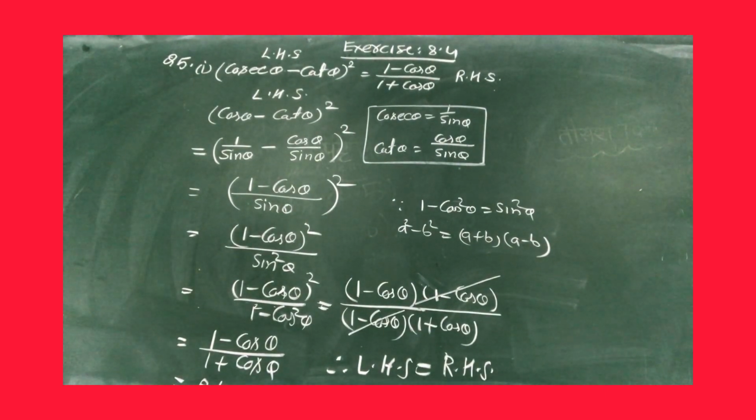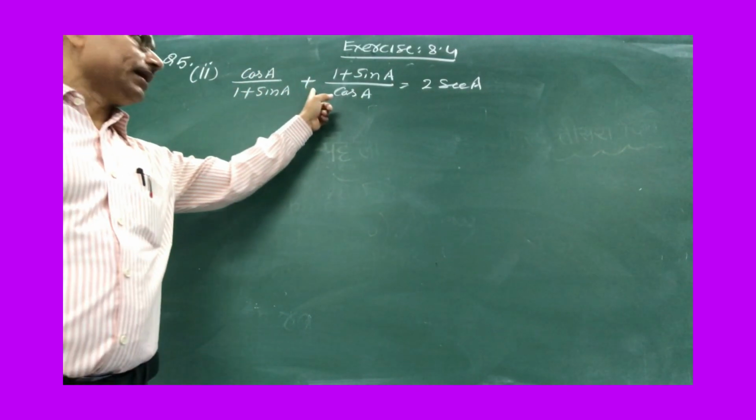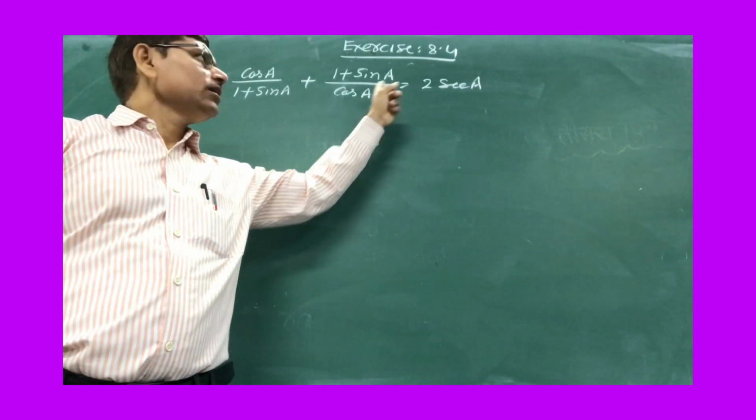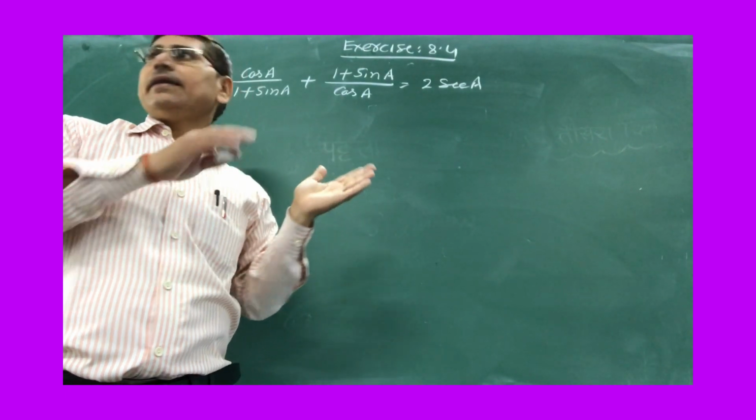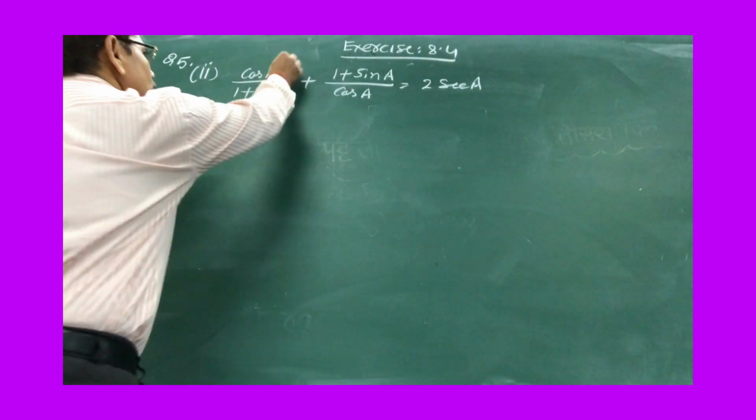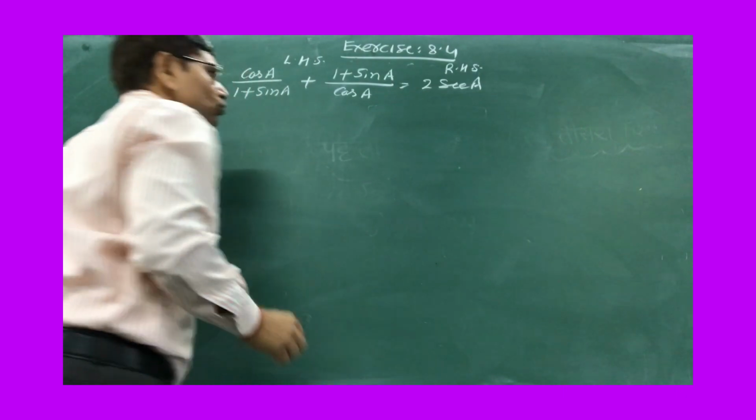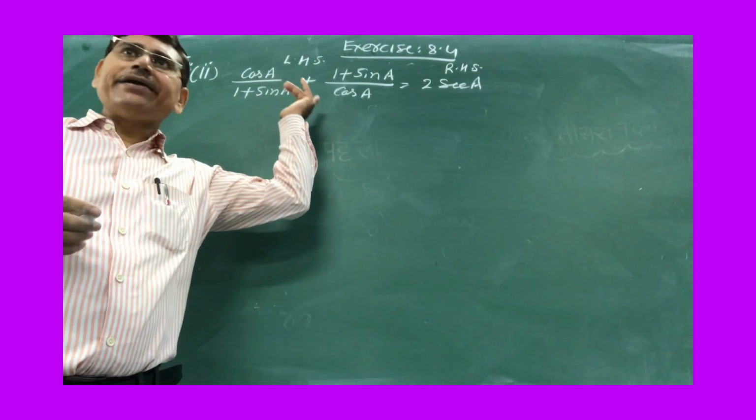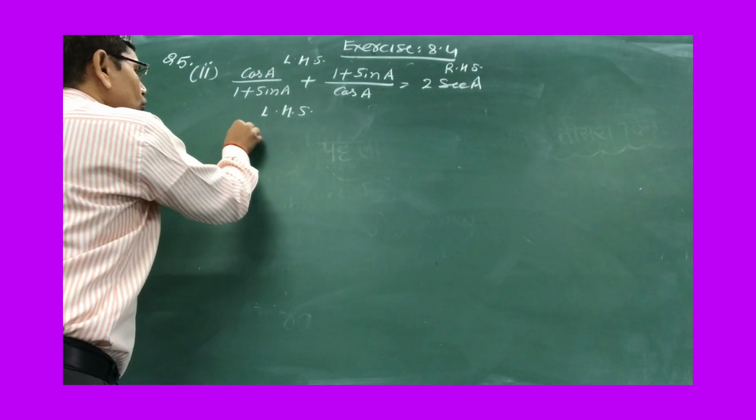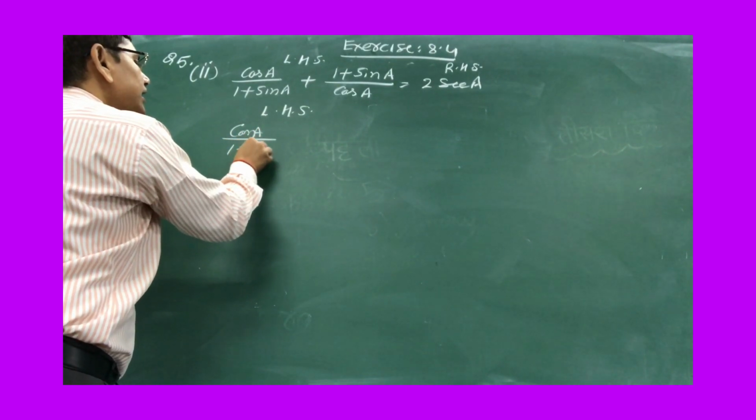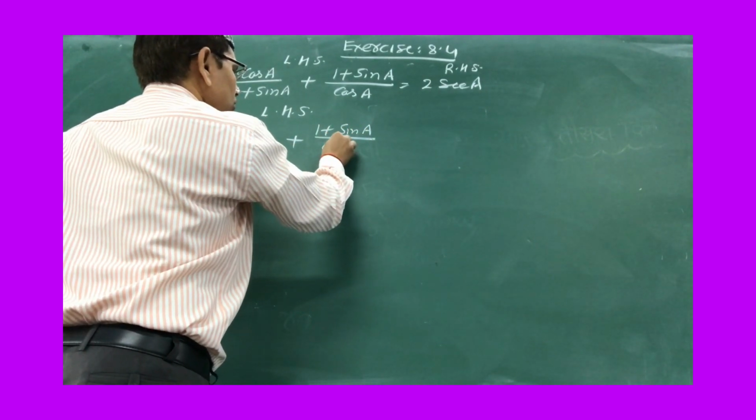This is the second part of this question: cos A upon (1 plus sin A) plus (1 plus sin A) upon cos A equal to 2 secant A, prove that. So first step, you will write the left hand side and right hand side. So this one is left hand side and this is the right hand side. You will select the largest side. The largest side is the left hand side. So you can take the left hand side, that is cos A upon (1 plus sin A) plus (1 plus sin A) upon cos A.